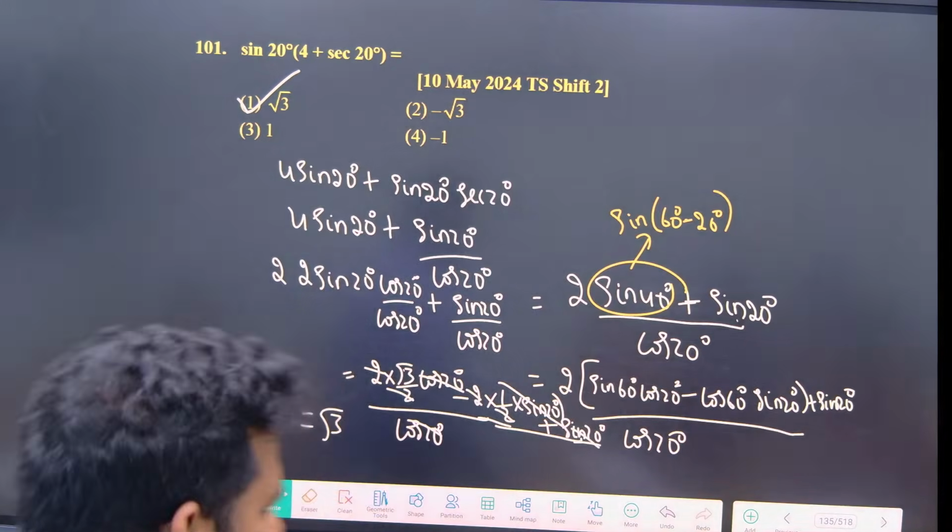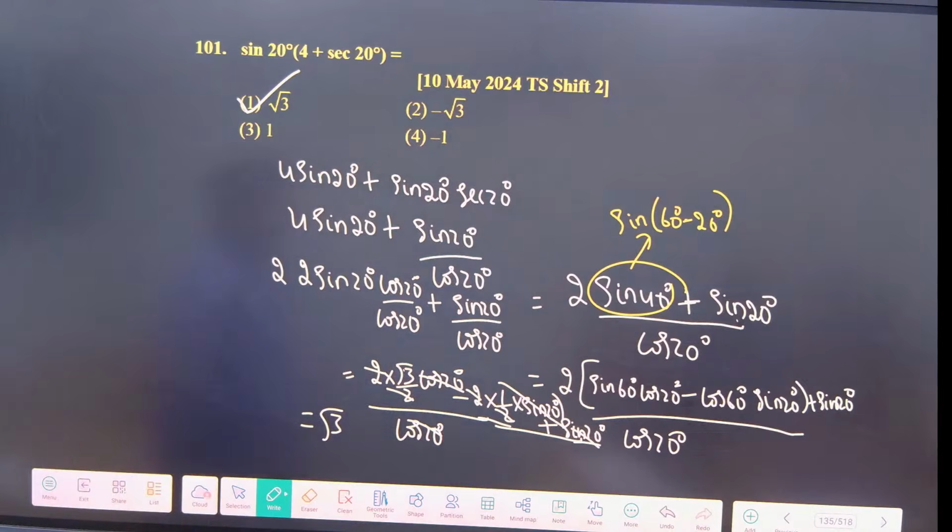What did we do first? First, we multiplied and divided by cos 20. So we got 2 sin A cos A, which we converted to sin 2A. Then what did we do? That sin 2A, what angle did we get?